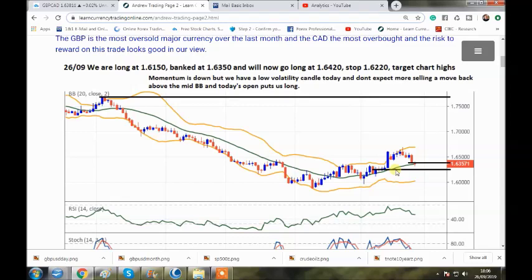See how these pound pairs do. I'll probably update them in my weekly forecast at the weekend. But that is the video for today.